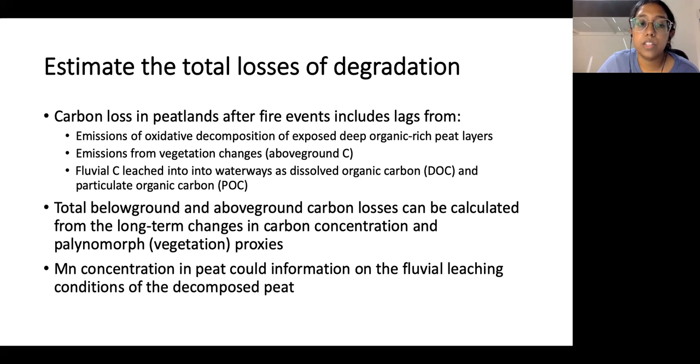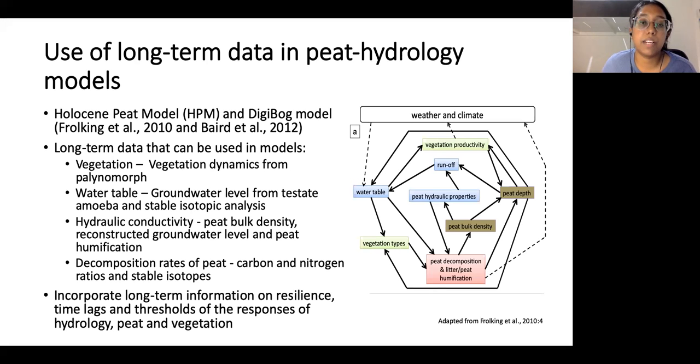So a lot of this information we can actually get from the total below-ground and above-ground carbon losses that we can calculate from the peat cores by looking at the carbon concentration proxies or even the vegetation proxies from the pollen. It can really tell us what kind of actual carbon loss they are getting. And if you're more interested in the fluvial carbon, we can use proxies such as manganese concentration in peat to give us an idea about the fluvial leaching conditions, for example. So this information is really important, I feel, to make a case of why restoration is needed, but also gives us an idea of how severe the degradation has been in recent times, especially.